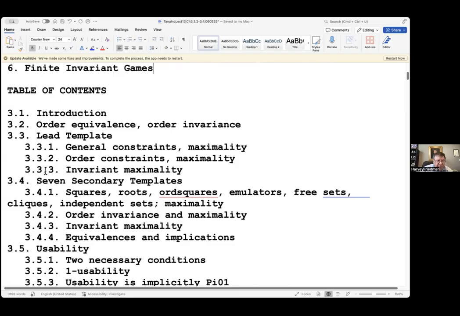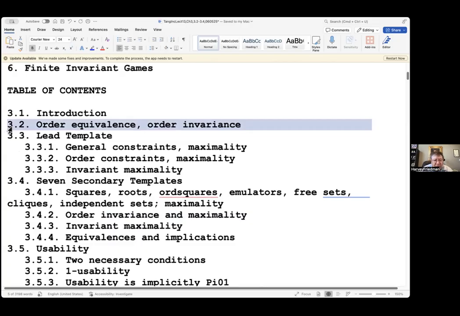Today we do 3.2 through the first two parts of section 3.4. So we do 3.2 through 3.4.2. The first section we talk about is 3.2.